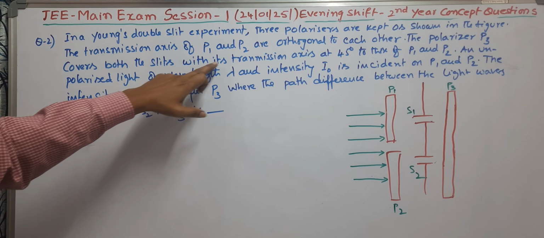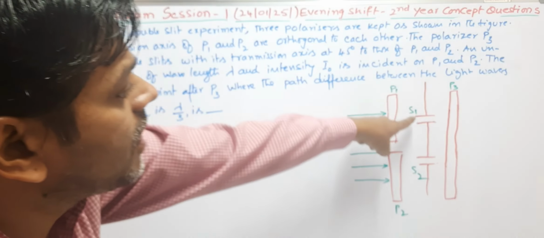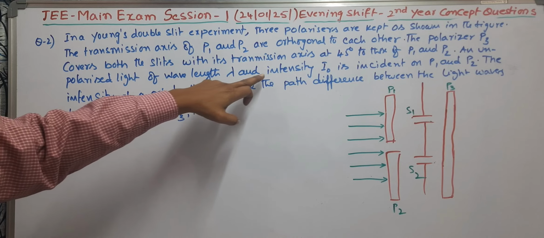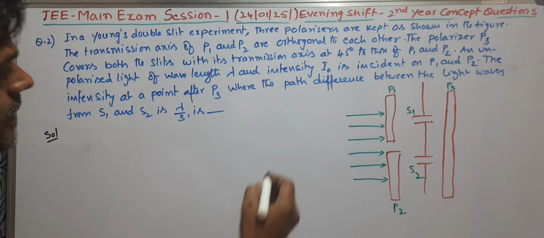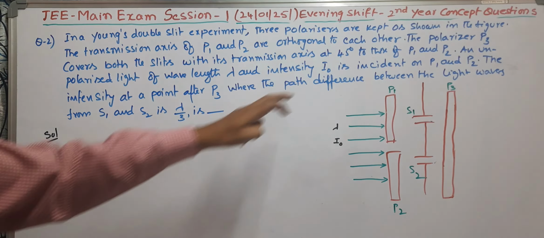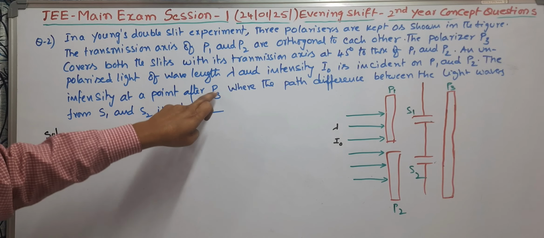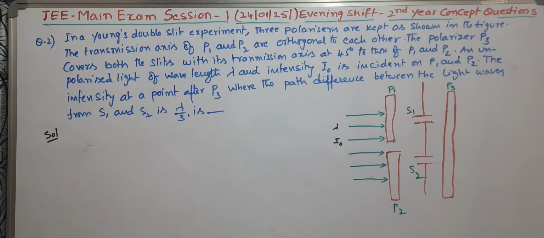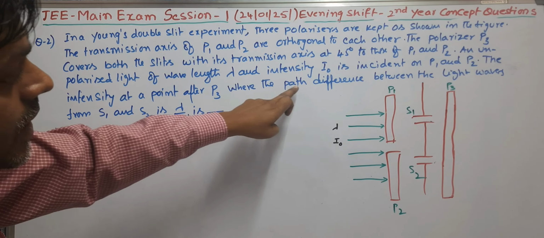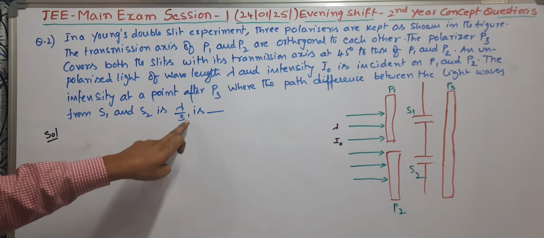Okay, the third polarizer P3 has its transmission axis at 45 degrees to P1 and P2, and unpolarized light of wavelength lambda and intensity I naught is incident on P1 and P2. What is the intensity at a point after P3, where the path difference between the light waves from S1 and S2 is lambda by 3?